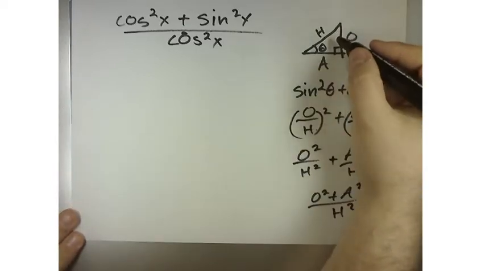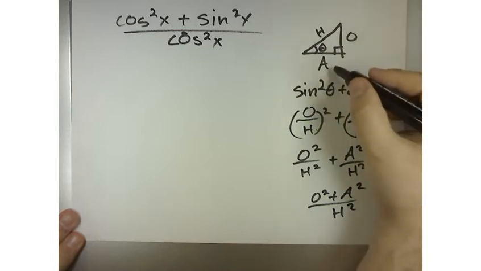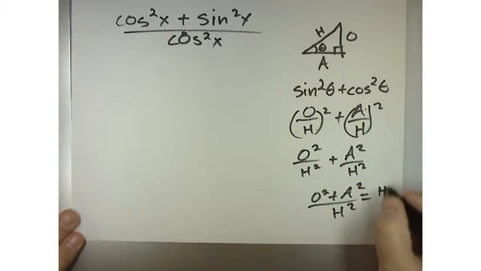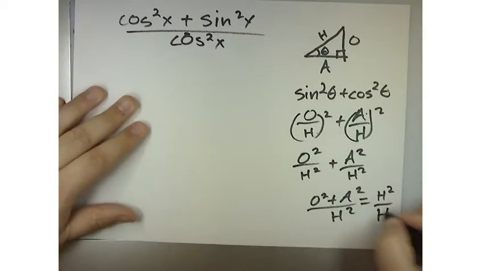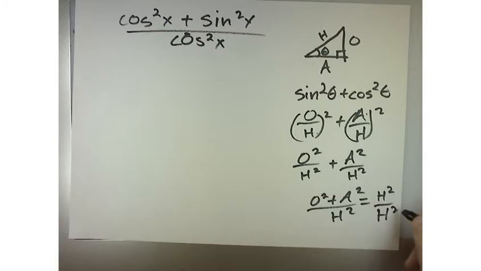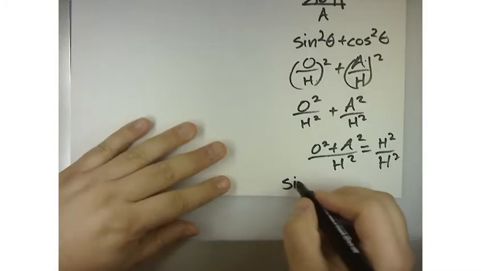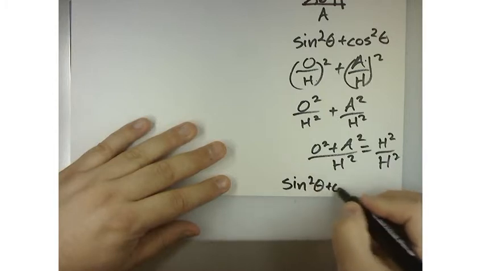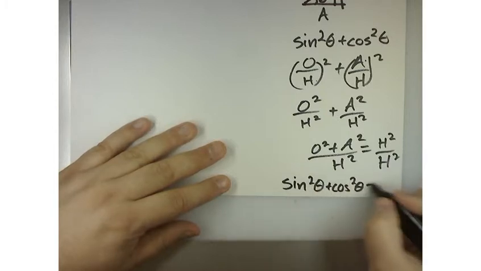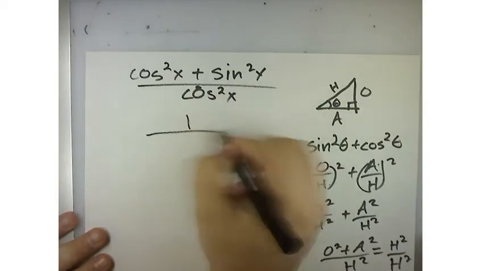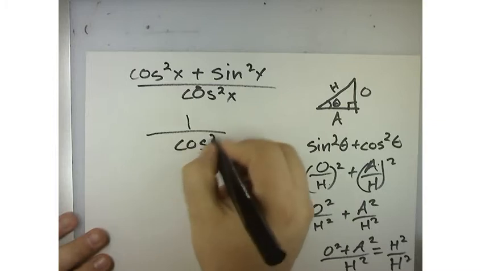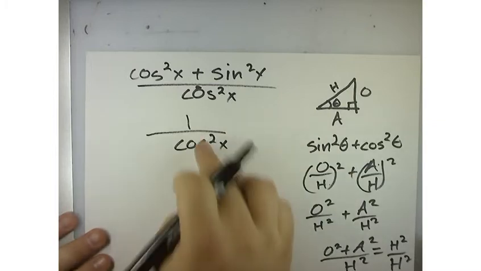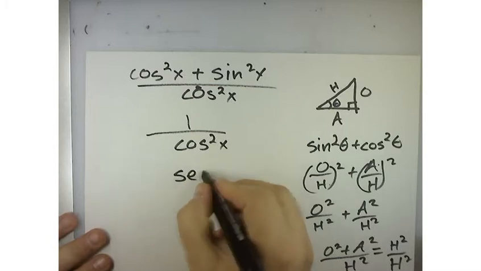Well then, if we look at this and we apply the Pythagorean formula, o squared plus a squared actually equals h squared. So I've got h squared over h squared. So really what I've just proven is that sine squared of theta plus cosine squared of theta is equal to 1. So all this stuff here is the same as 1. So I've got 1 over cosine of x squared. Well, 1 over cosine of x squared is the same as secant of x squared.